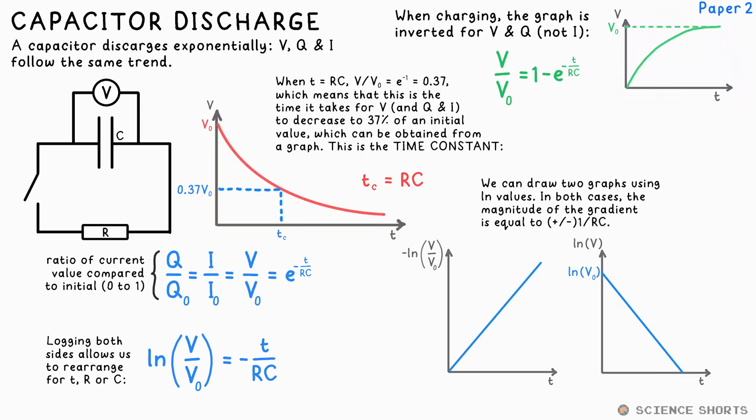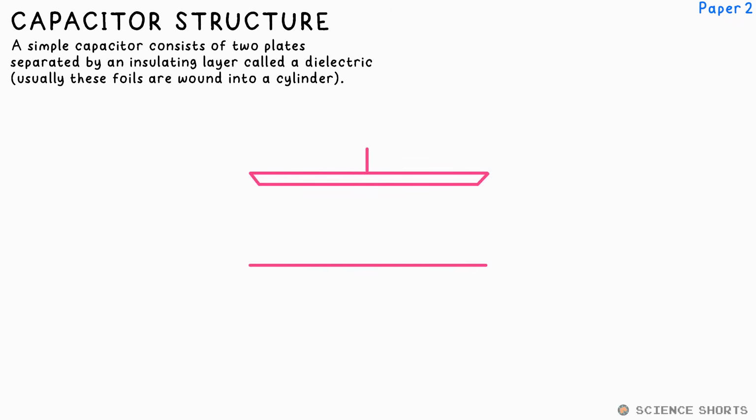If you're given a decay graph, you find 37% of an initial value. It doesn't matter where you start actually, but the time it takes to do that is the time constant, and that's equal to RC. The basic structure of a capacitor is two parallel plates which become oppositely charged when a PD is applied. Remember, no charge should flow directly between the plates. In reality, these plates or foils are wound into cylinders, as you probably see from the designs of the ones you use in your school lab.